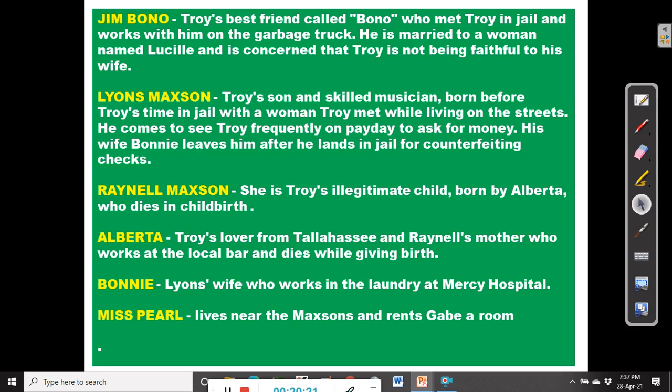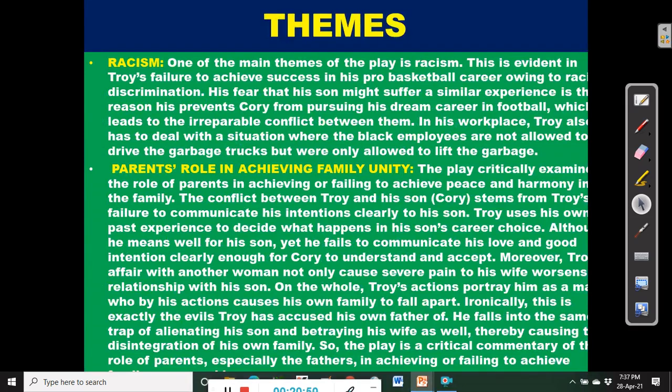Now, Alberta is Troy's lover from Tallahassee, and she is Renelle's mother, who works at the local bar, and she dies while giving birth to Renelle. Now, Bonnie is Leon's wife, who works in the laundry at Mercy Hospital. And then mention has to be made of Miss Pearl, who lives near the Maxons and rents Gabe a room. All right, so these are the characters.